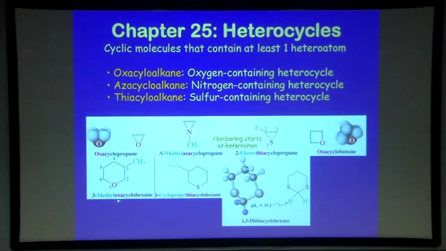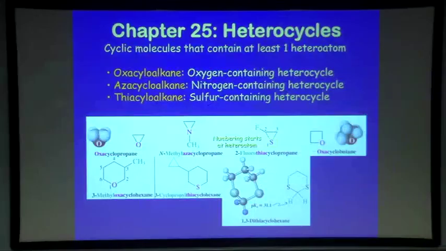6-membered ring, oxacyclohexane. At position 3, there's a methyl, so it's 3-methyl oxacyclohexane. If this is stereochemically defined, wedged or dashed, you have to figure out R and S. So there's nothing new here, really, except for this prefix issue. Otherwise, it's like cycloalkane nomenclature.